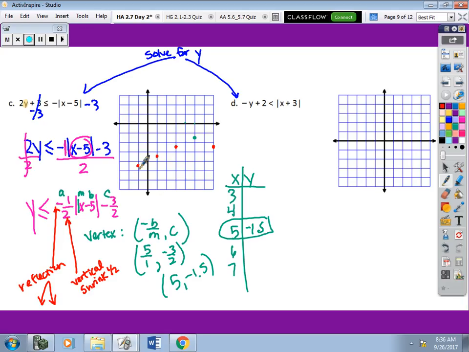Again, if you don't trust that, by all means, plug in your values and complete your table of values. Or you could also type this into your app graphing calculator if you want. It has to be in the y equals format. Oops, before I connect those, I do have a solid line. Okay, so that's fine. And this one we're shading less than, so that is underneath the absolute value.